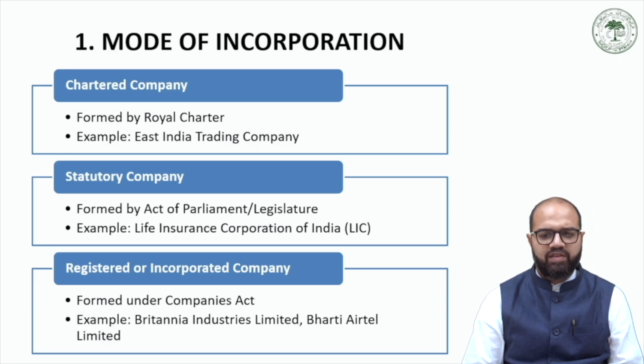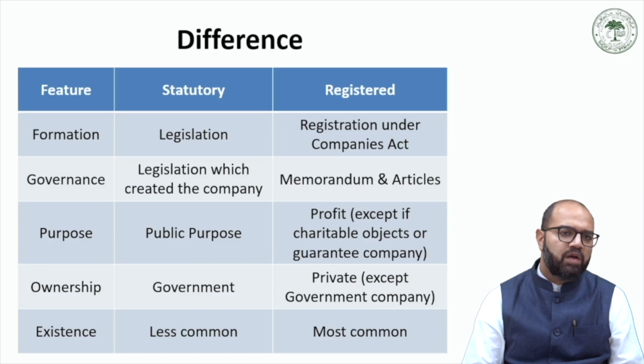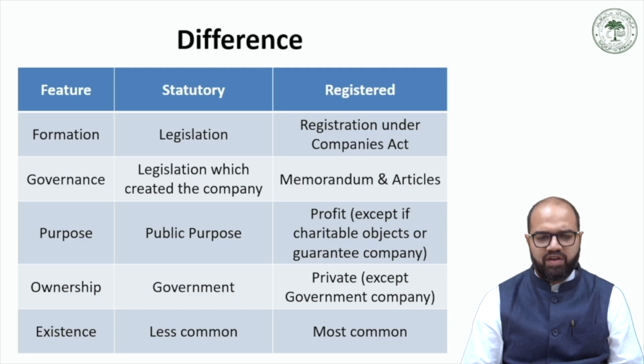Now we would be analyzing the difference between statutory and registered company in some detail. Beginning with their formation. As we know, a statutory company is formed through the legislation which creates them. By legislation we mean there is an independent special legislation which has been enacted in order to create such a company. An example is Life Insurance Corporation. Whereas for a registered company, there is no need for a new or a special legislation, as they only have to be registered under the existing company law.